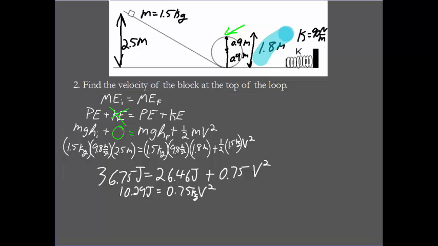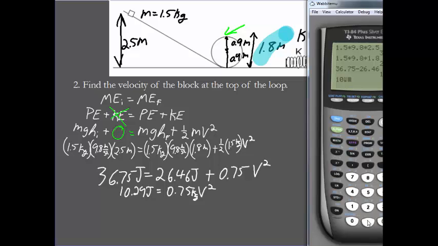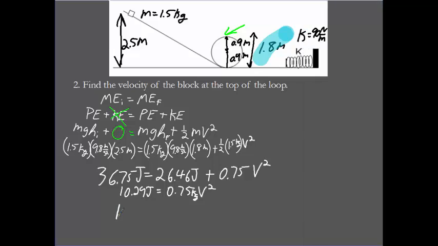And solve for v squared. 10.29 divided by, where's my divided by? 0.75 will give me 13.72. That sounds reasonable. That's what v squared equals.